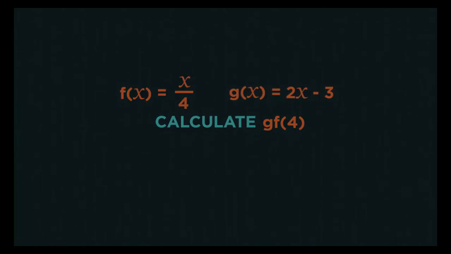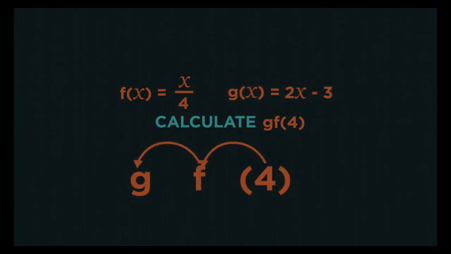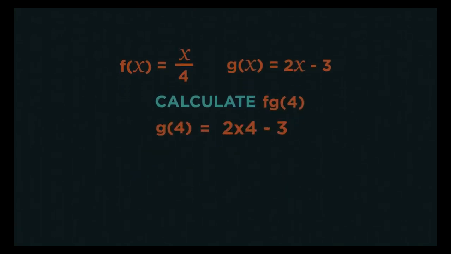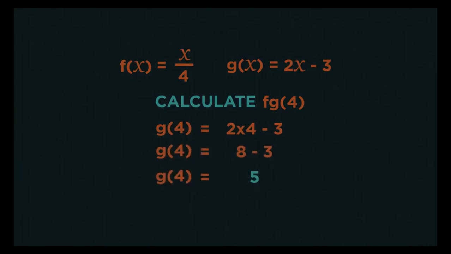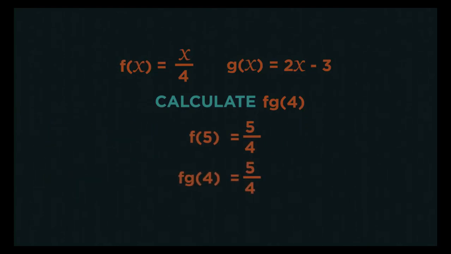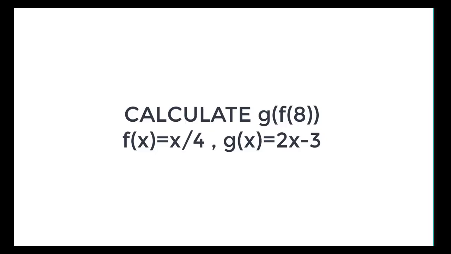Whereas if the question had been this, then it would be asking us to put f into g. So we read right to left for composite functions. So let's go back to that first question. So start with g of 4, which gives us 5, and then we put 5 into f. And that's our final answer.